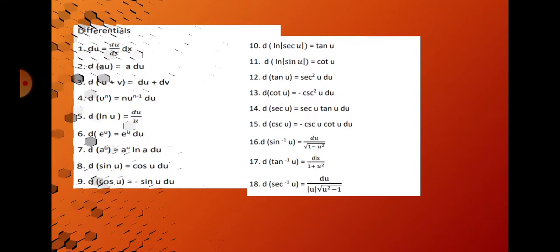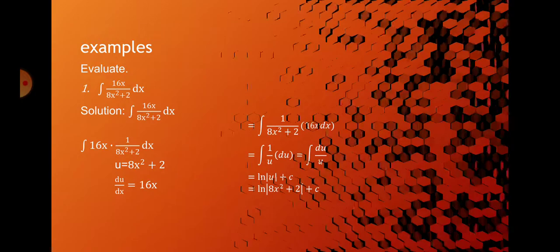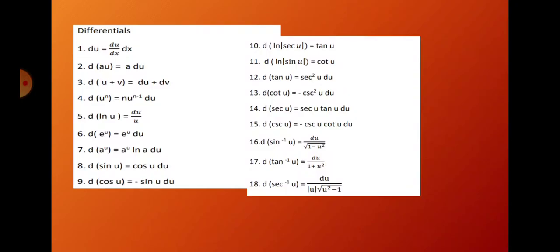Differentials. 1. du equals du over dx times dx. 2. d of a u equals a du. 3. d of u plus v equals du plus dv. 4. d of u to the n equals n u to the n minus 1 du.